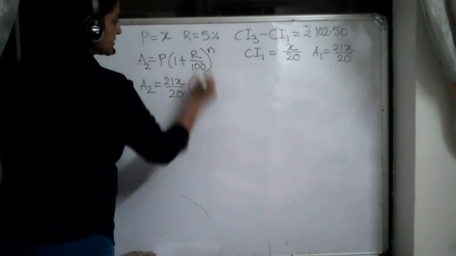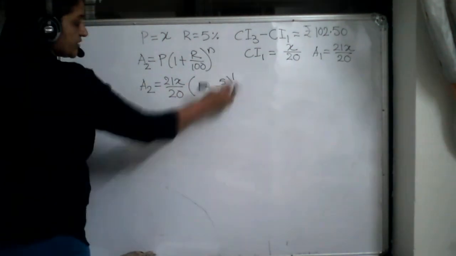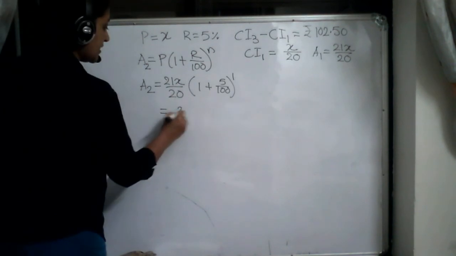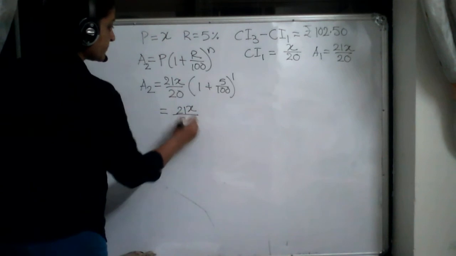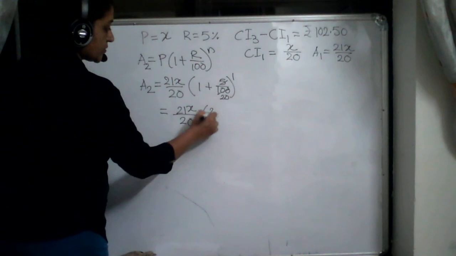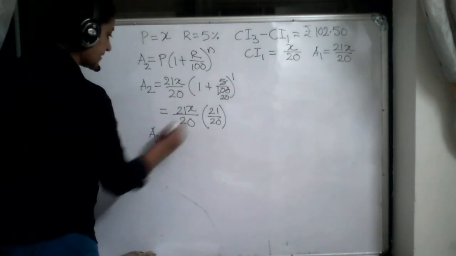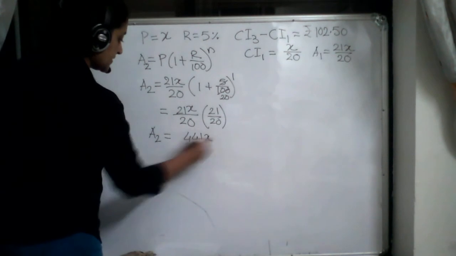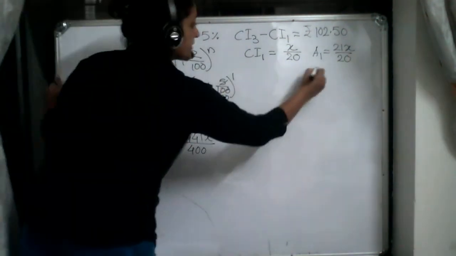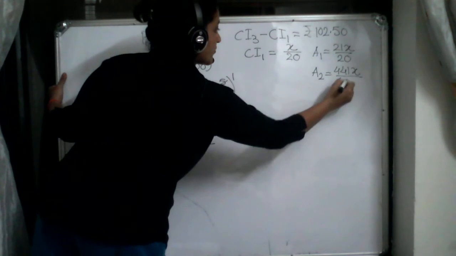So 1 plus 5 by 100 to the power 1, because it is only for the second year, so it is just 1 year you are calculating. So I'm writing it that way. Now 21x upon 20. Now this calculation, you know, 5 ones are 5, 20s are, it will become 21 upon 20. Okay, when you multiply, what will you get as A2? 441x upon 400. So I'm writing here A2 is equal to 441x upon 400.